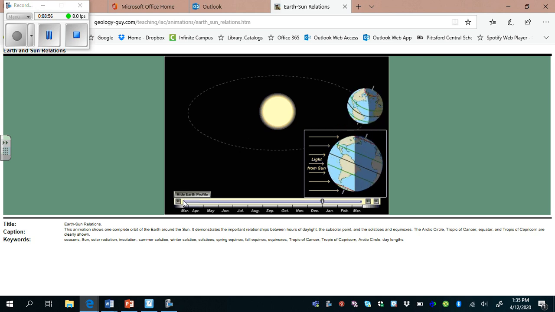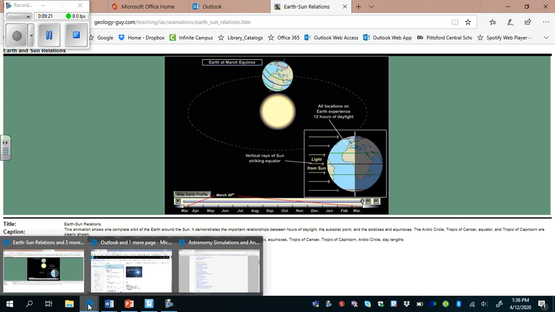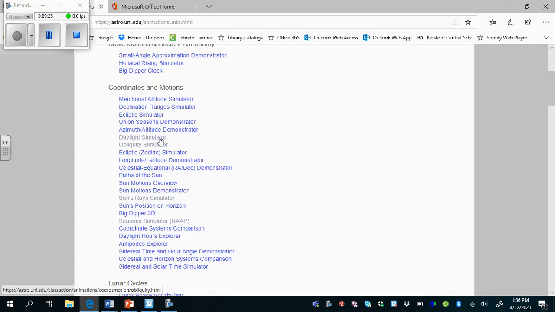We can continue. After winter comes spring, of course. The spring, like the fall, is another equinox. So notice neither the northern or the southern hemisphere is tilted towards the sun. Rather, the direct rays are right at the equator. Again, everywhere on planet Earth is experiencing 12-hour days and 12-hour nights. Let's go ahead and take a look at some other interesting animations of this.